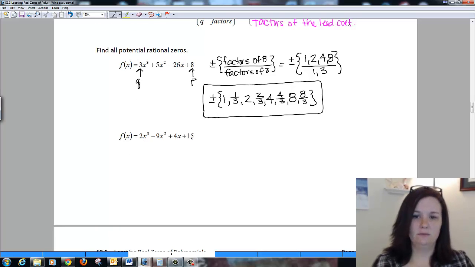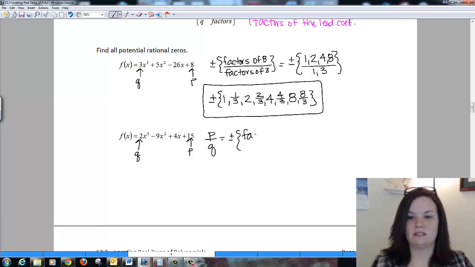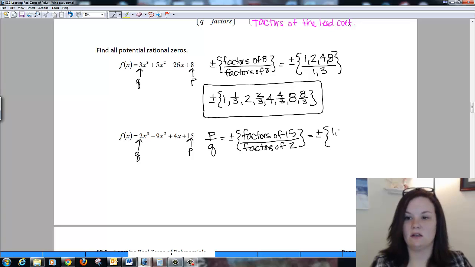So again, we do all the factors of the constant term, which is our p, and divide it by all the factors of our leading coefficient, which is our q. So here p over q is the same as plus or minus the factors of 15 divided by the factors of 2. Everything that goes into 15 would be 1, 3, 5, and 15, divided by all the factors of 2, which would just be 1 and 2.